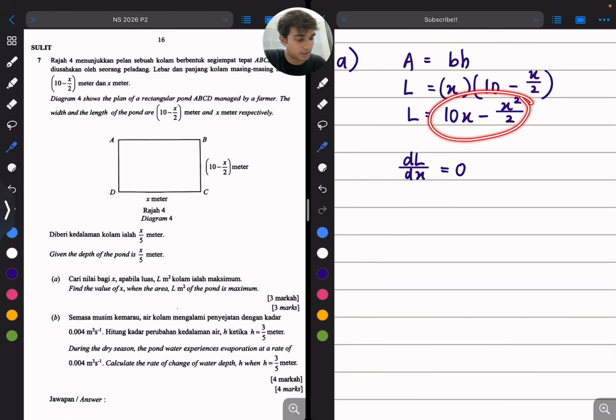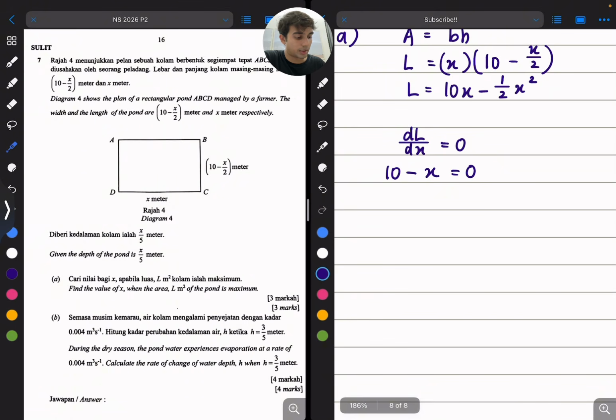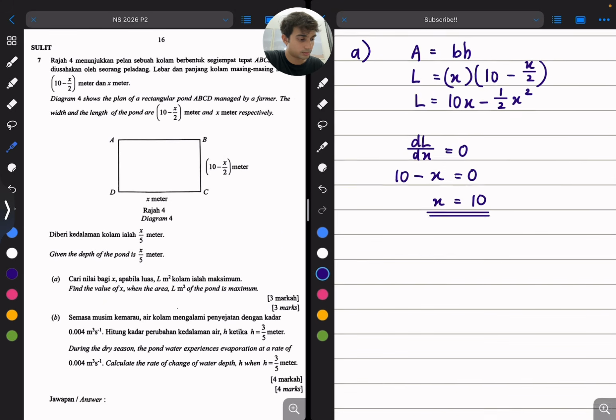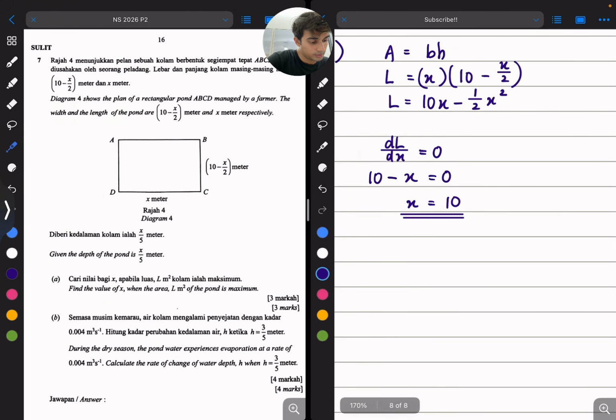So we differentiate this now. 10x will become 10. X square minus 2, if you differentiate, okay, this one actually we can write it like this. We can write it as 1 over 2 x square. So when you differentiate this, 2 times 1 over 2 will become 1. And then minus 1 will become 1. So x to the power of 1 equals 0. Okay. Then making x the subject, x will be 10. That's all. 3 marks. Not bad.